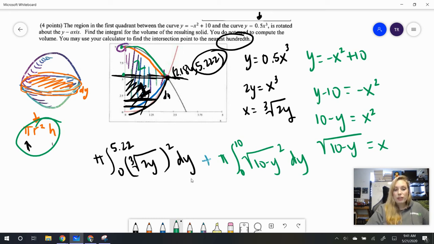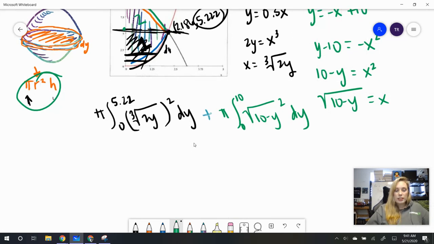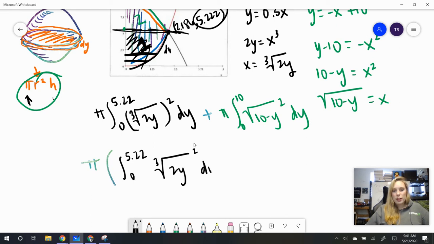Now, we could try to simplify this. If we were to try to simplify this, the only piece that really would simplify is this here, and then we could take a pi out front. So to simplify it, we could say, well, pi times the integral from 0 to 5.22 of the cubed root of 2y and then squared dy plus the integral from 0 to 10. I'll no longer have the pi there because I factored it out front. 10 minus y dy.